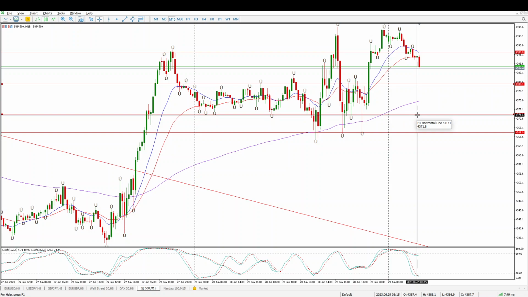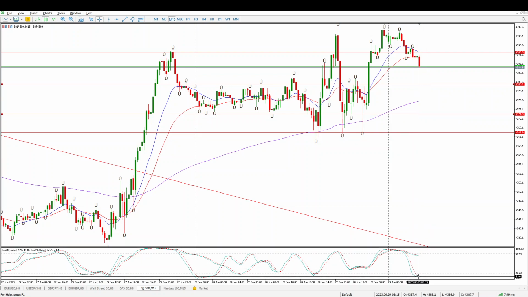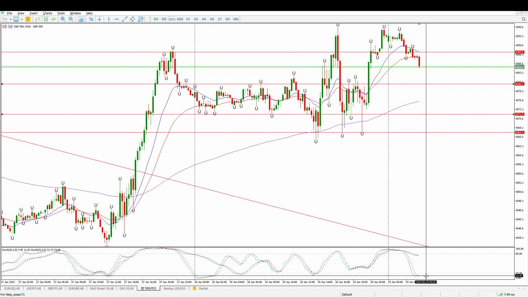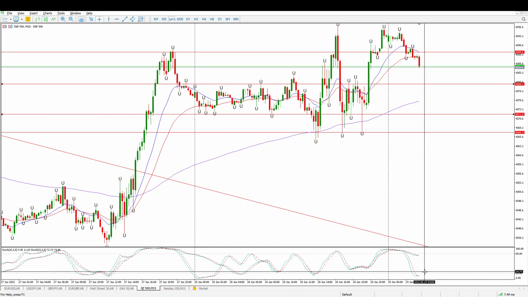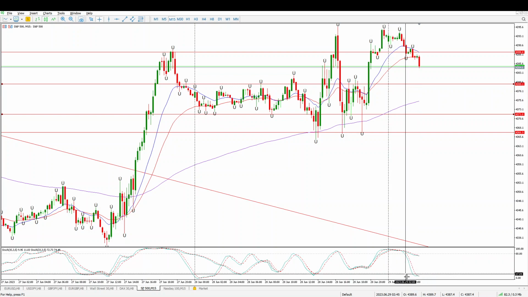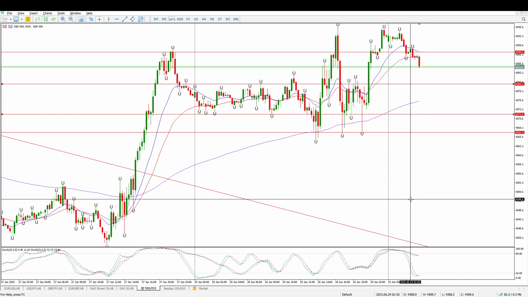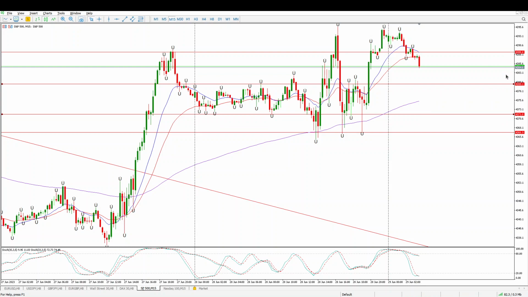Now pay very close attention to the oscillators here. They have separated, and the faster moving stochastic is well below the 20, sitting at 11 at the moment, while the slower moving oscillator is still hovering right up here near the 80. That is a fairly bullish signal. So the trend is up on the 15 minutes as well, and we're looking to buy.